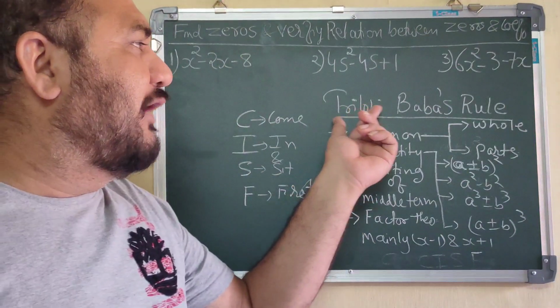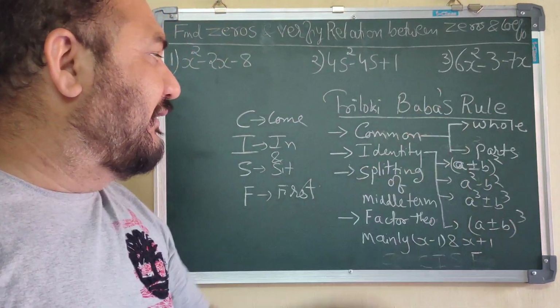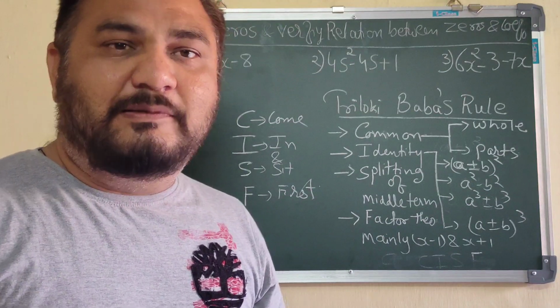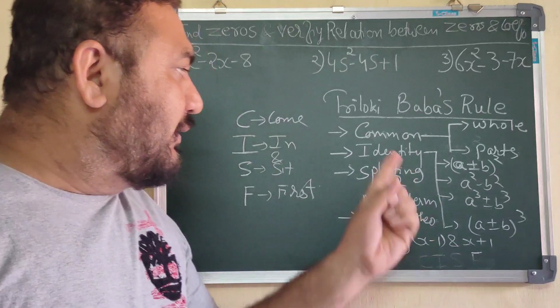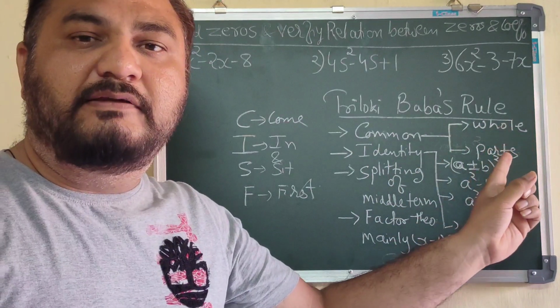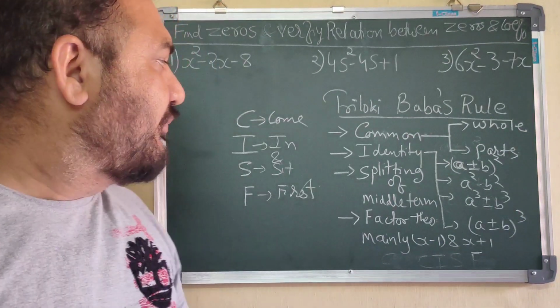I call it as Triloki Baba's rule for factorization. Now this rule tells first step is common. We are supposed to see the sum whether anything is common or not. Common comes in two parts, that is first is whole and another is in parts. We'll study in detail when you go with the sums.